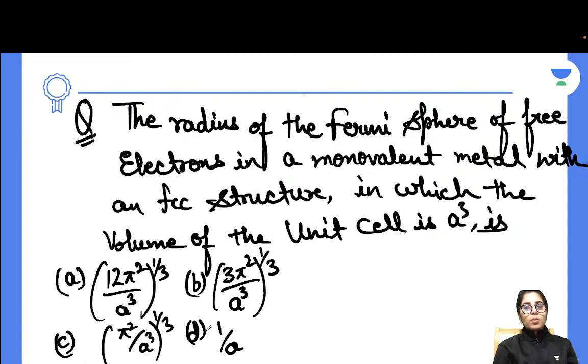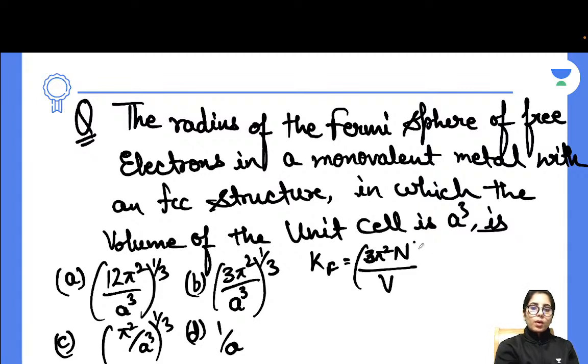The radius of the Fermi sphere of free electrons in a monovalent metal with an FCC structure. Once you know it is an FCC structure, the effective number of atoms there will be 4, in which the volume of the unit cell is A cube. You need to know that the radius of the Fermi sphere is the same as the Fermi wave vector, which is kF. Since the FCC case is a 3D case, the kF formula is 3 pi square n upon V, to the power 1 by 3.